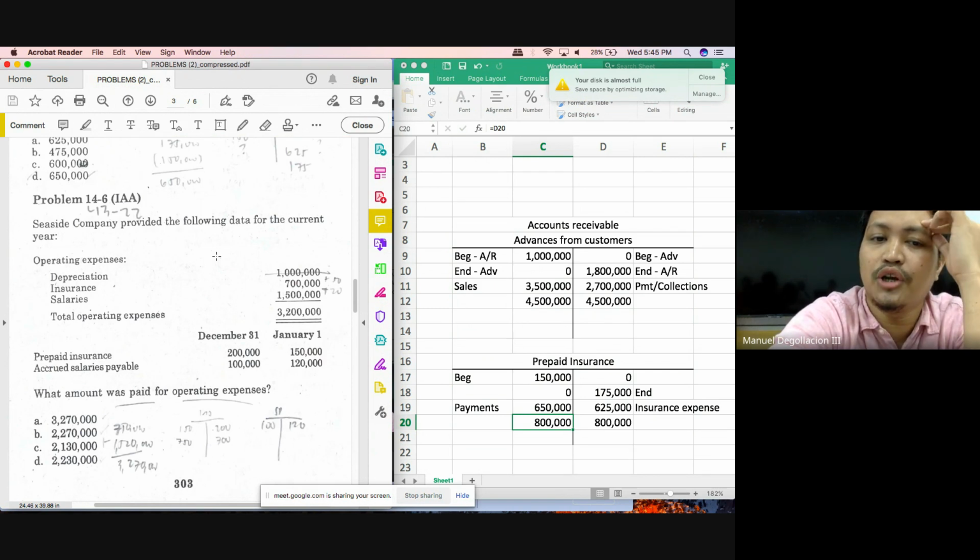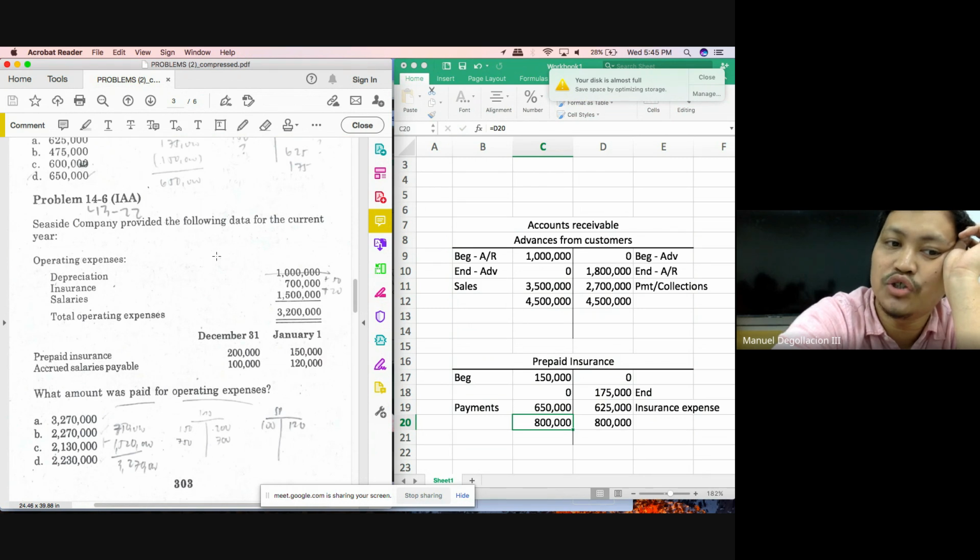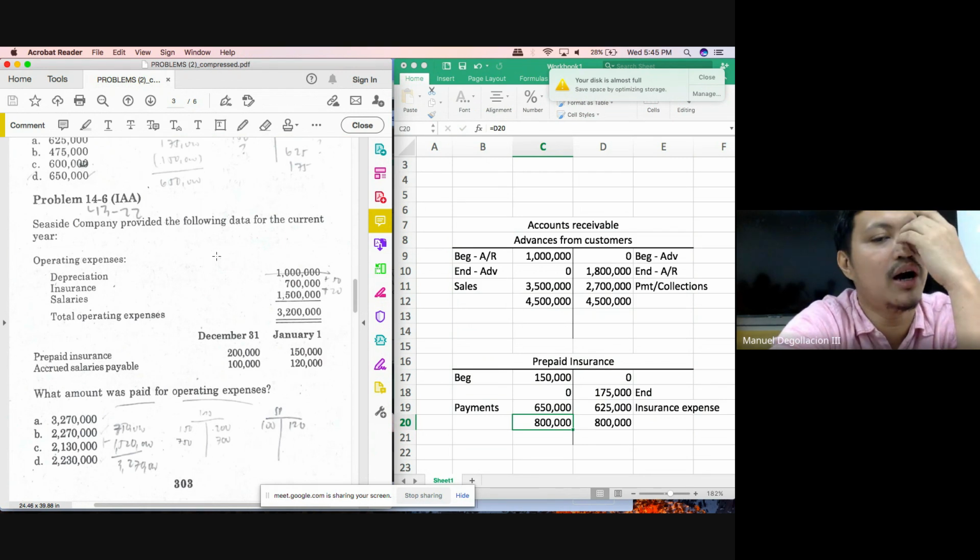Class, the only reason your prepaid insurance will increase is if the increases were greater than the decreases. The increases come from payments or purchases of insurance, and the decreases will come from expiration of your insurance. Okay, so that means the payments were greater than your expenses. So you add the 50.